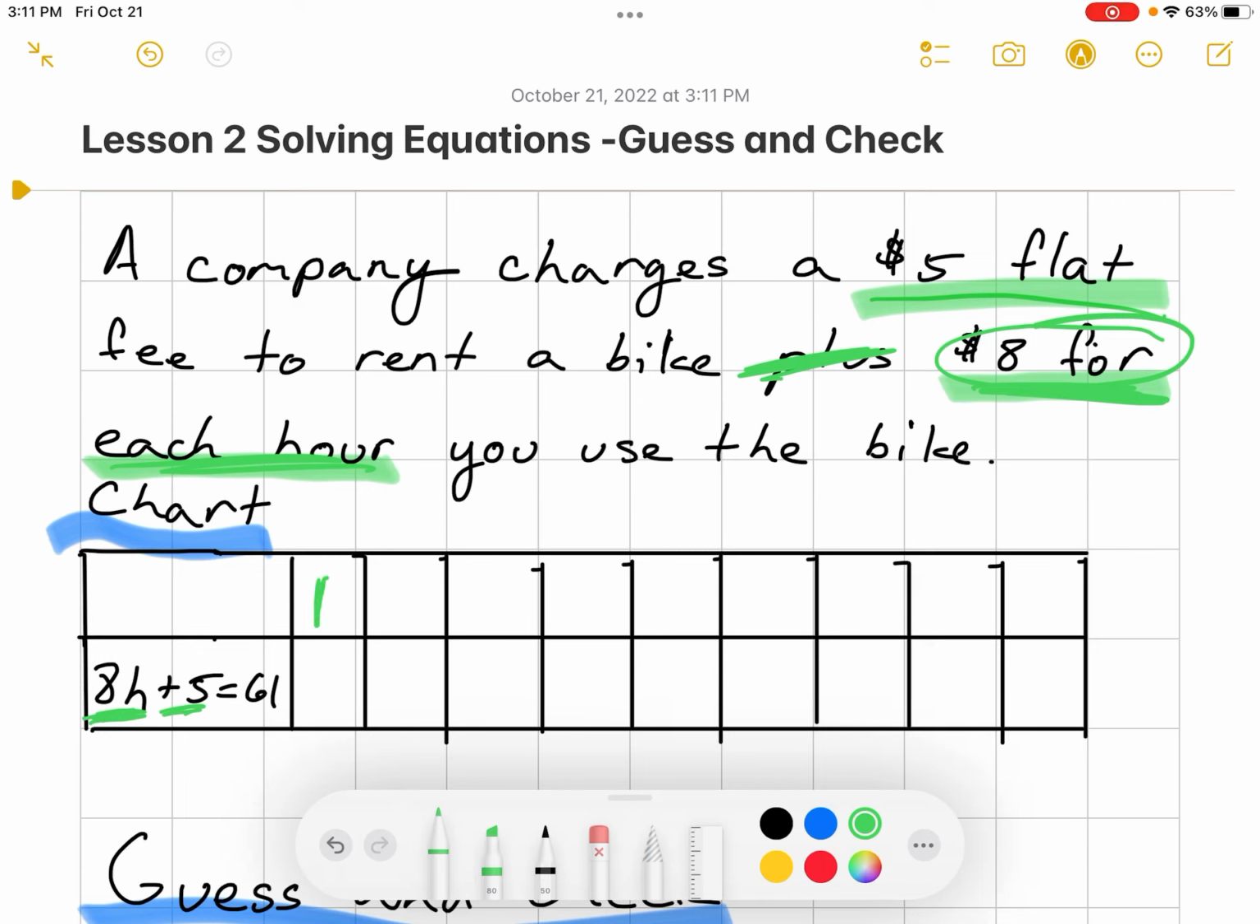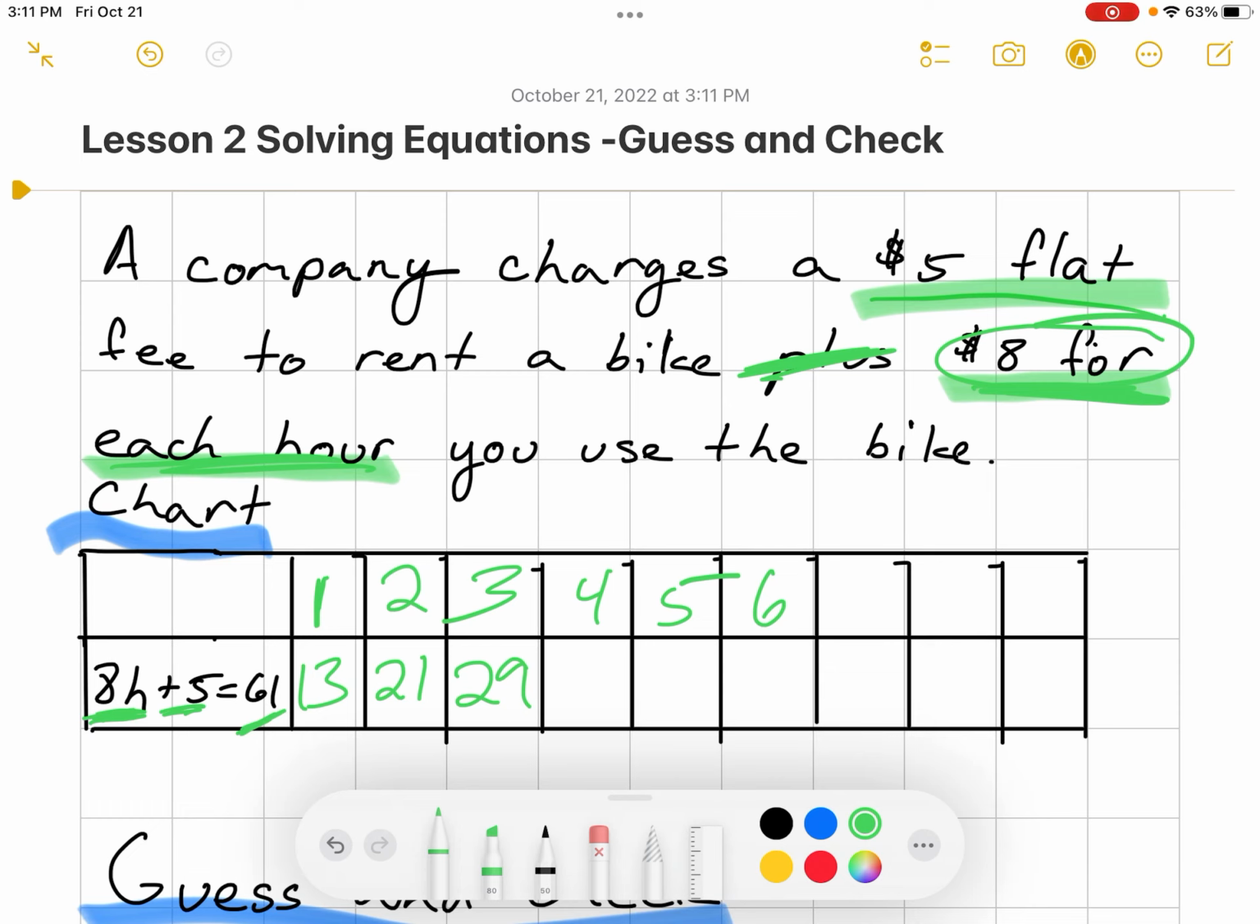So this is 1. So 8 times 1 is 8 plus 5 is 13, right? 2 is our next one. So 2 times 8 is going to be 16, and then we add the 5 on, and that is 21. So still way too low. Then we go to the next one. So I'll just write some of these in here. So 8 times 3 is going to be 24, plus 5 is going to be 29.